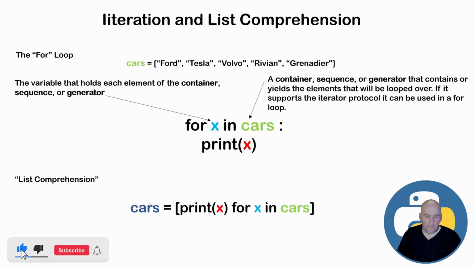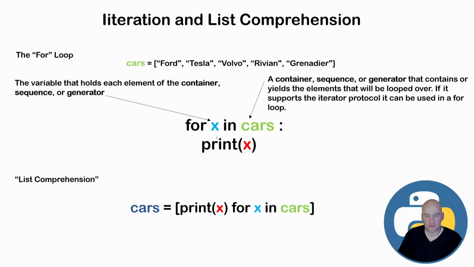So what we're going to do here is define a new list, which is cars, and this is going to print X for X in cars. Now, what's going to happen here is it's not actually going to return a list of cars at all. It's going to return a load of Nones, which I want you to take into account here. But what it will do is print out the X's, so every single one of these will be printed out as it runs through and iterates over the elements in cars.